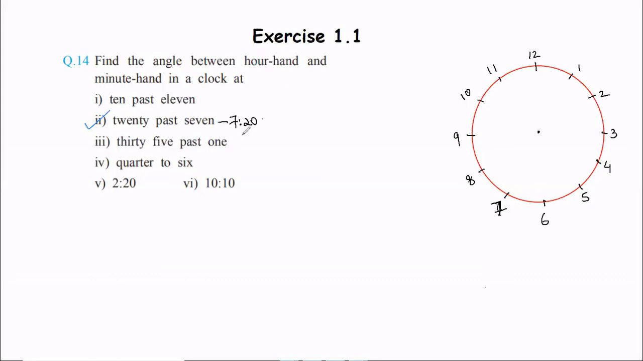The hour hand will be at around 7, a bit ahead of 7. And at 20 minutes, the minute hand will be at exactly 4. So this is how it will look. The minute hand is exactly at 4, and the hour hand has already passed 7. It is a bit ahead of 7. Okay.